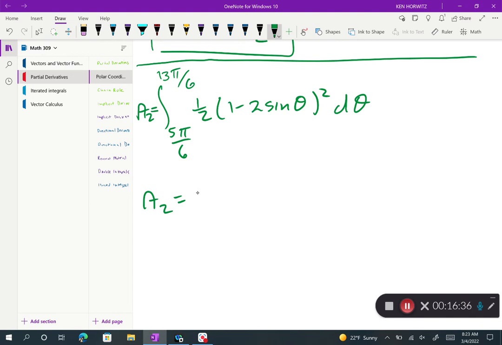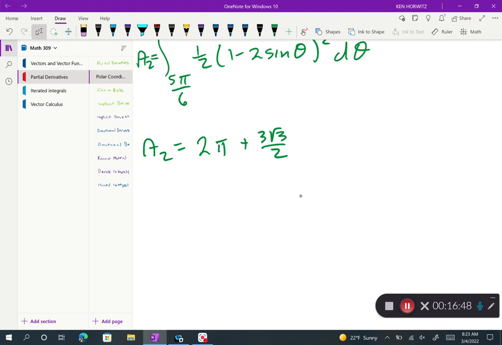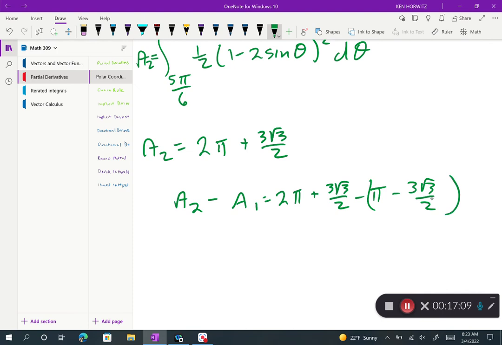All right. So I got area 2 to be 2 pi plus 3 root 3 over 2. And now we need to do area 2 minus our first area, which equals 2 pi plus 3 root 3 over 2 minus pi minus 3 root 3 over 2.